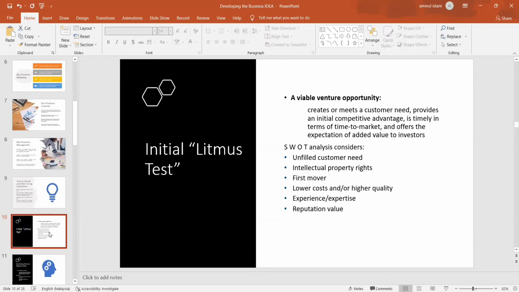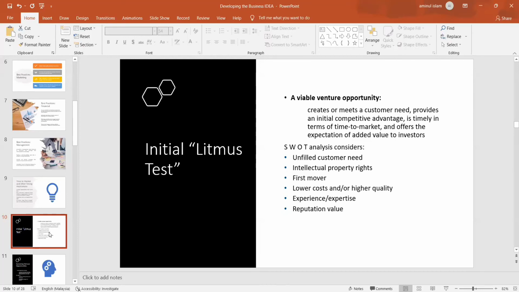The initial litmus test. A litmus test is basically identifying critical factors that affect your ventures. That's what we call a litmus test. Identifying the critical factors. So a viable venture opportunity creates or meets customer need, provides initial competitive advantage, and is timely in terms of time to market.